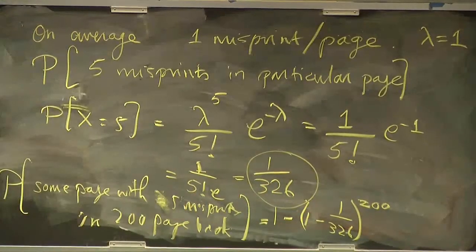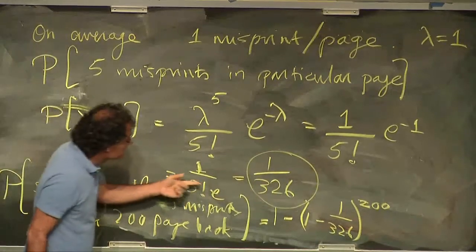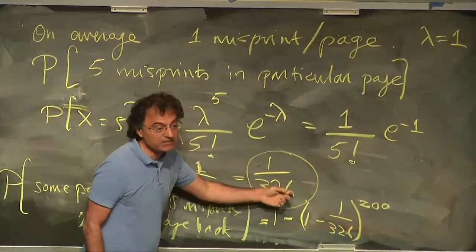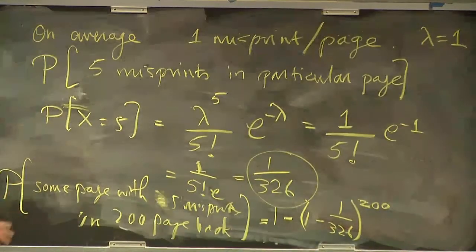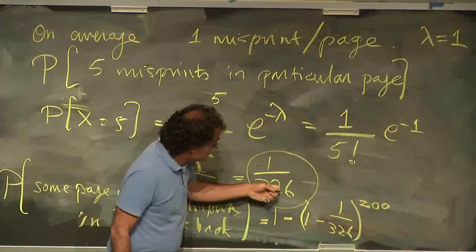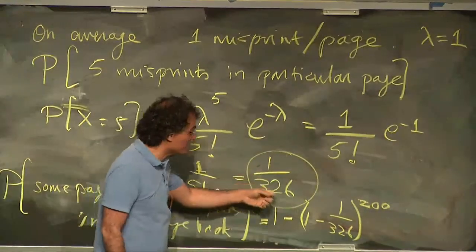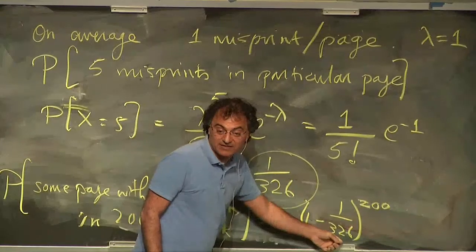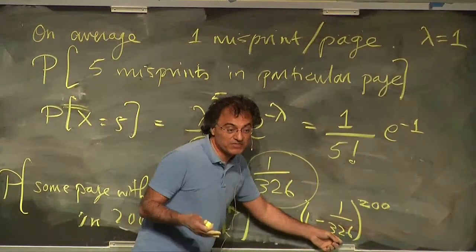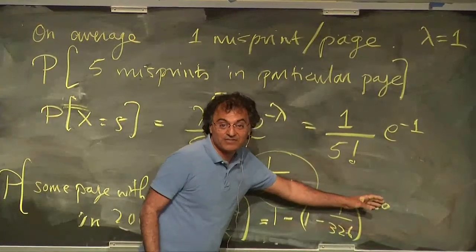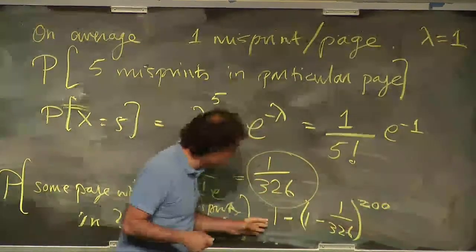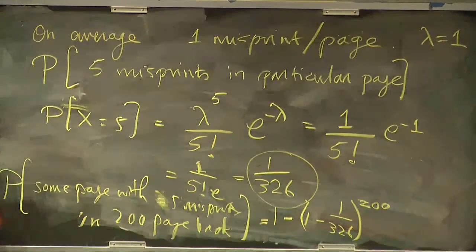Right? Does everyone get this? You see, once you say the chance of 5 misprints is exactly 1 over 326, and you want to know the chance you get that in any of the 200 pages, the way you get that is by saying, well, the chance of not getting 5 misprints is 1 minus 1 over 326. Okay? The chance of not getting 5 misprints in any of the 200 pages is this to the 200, and therefore the chance that you do get 5 misprints is 1 minus that. Right?